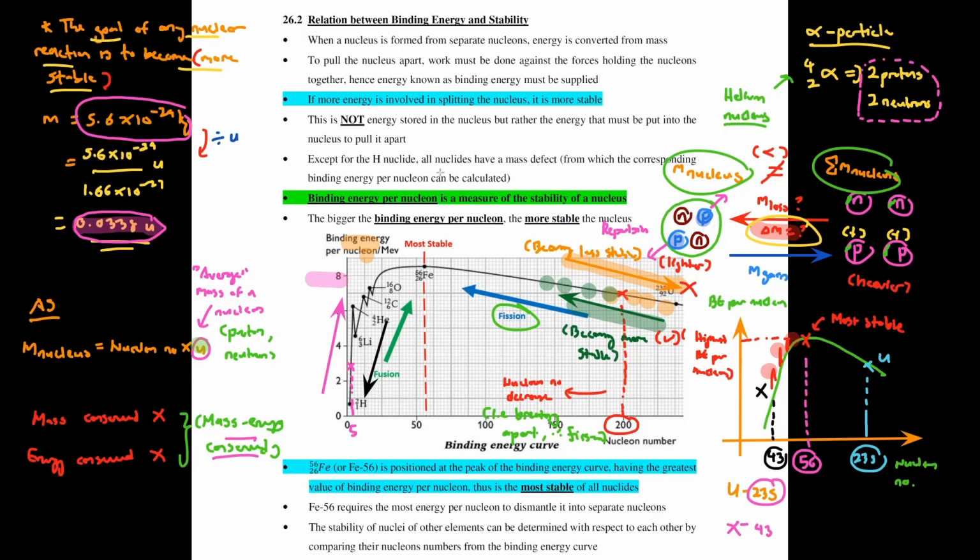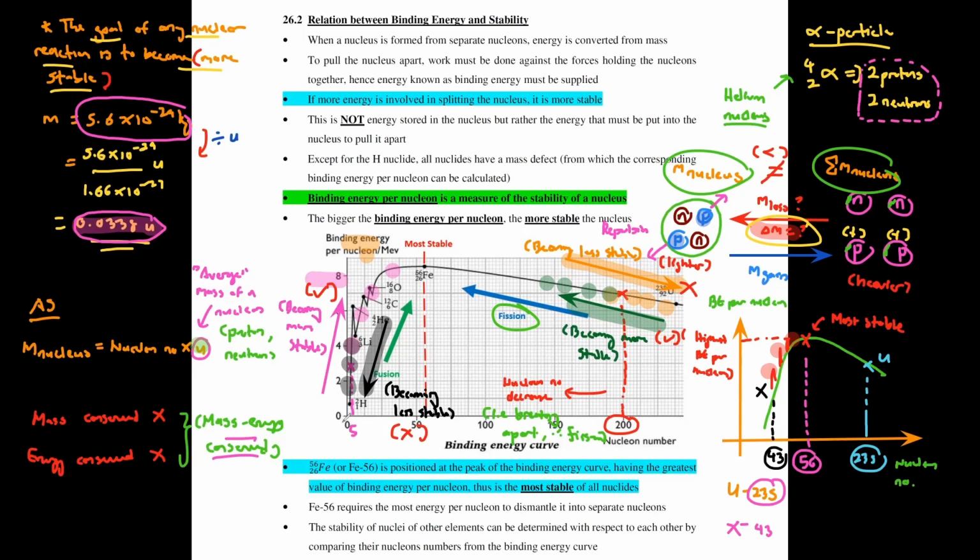Going up the curve, you are having an increase in binding energy per nucleon. So this is becoming more stable. Whereas for the part where you go down the curve, your binding energy per nucleon is decreasing. So you're becoming less stable. So which path will your nucleus take? It will try to become more stable. So it will go up. It will not go down.